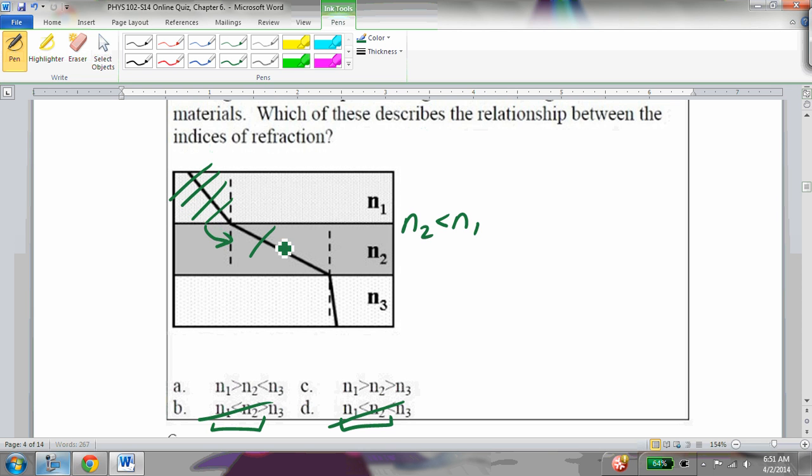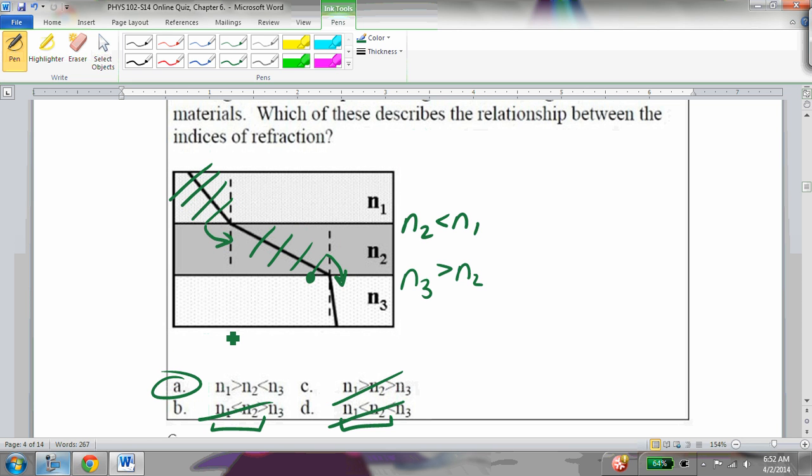Now I go here. It travels more slowly in n3. That means that n3 is bigger than n2. See, because it slows down here and this comes around. So n3 is bigger than n2. Okay, well that gets rid of C. So A must be the right answer.